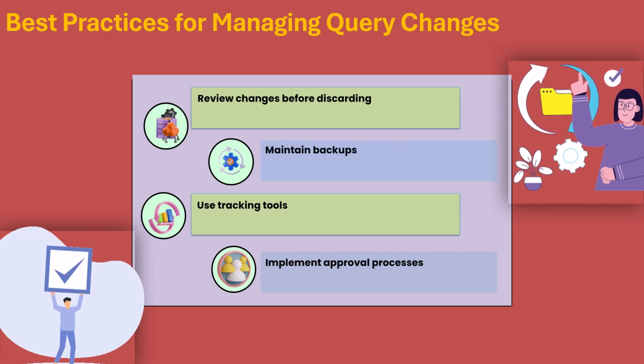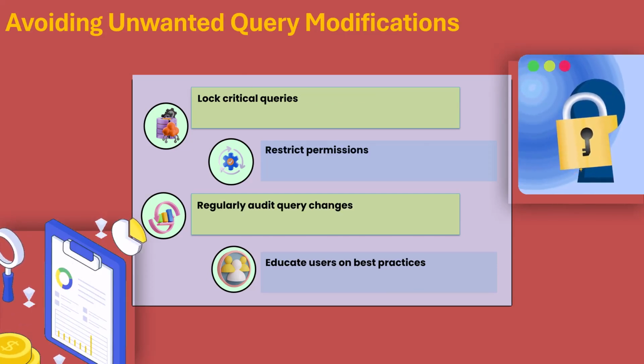Want to dodge the regret of discarded changes? Start with a review. Keeping backups is like having a safety net for data. Tracking tools help keep modifications in check, and approval processes ensure nothing important vanishes accidentally. Imagine locking your fridge so no one messes with your snacks. That's what locking queries does. Restricting permissions helps too. Regular audits reveal suspicious changes, and educating users ensures fewer accidental blunders.